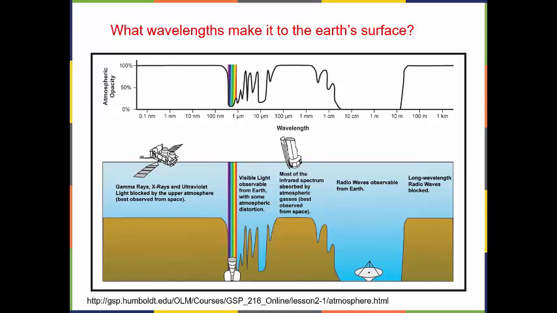So if we want to examine gamma rays or X-rays or ultraviolet light, we need to go out into space to observe them, because they're blocked by our atmosphere. Visible light, we can use telescopes. Heat and microwaves are pretty much absorbed by the atmosphere also, so we can't see them on Earth. They don't make it to Earth. So infrared spectrums have to be observed from outer space.